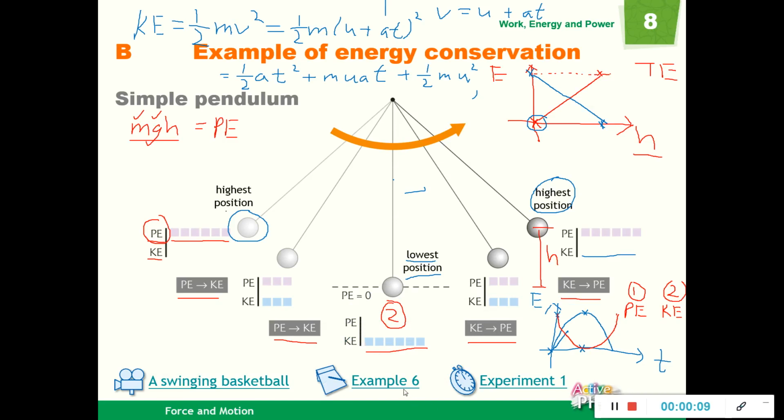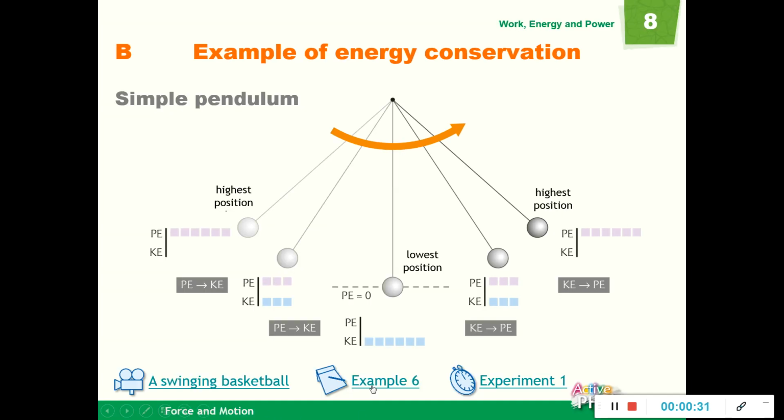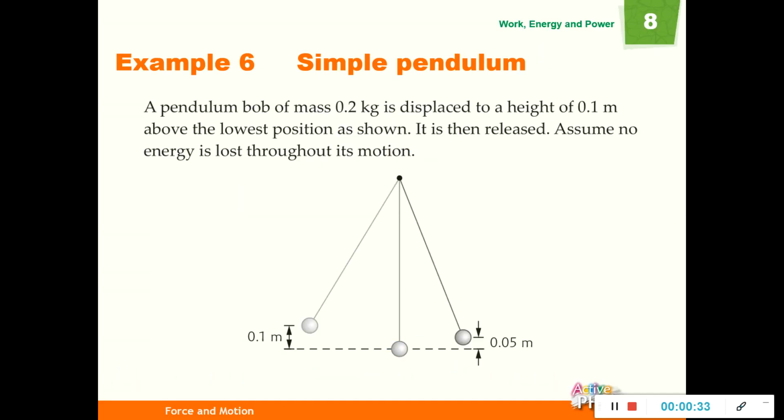Okay, page 210. Example 6. Look at this question. Simple pendulum. The question gives you two different heights, 0.1 and 0.05.